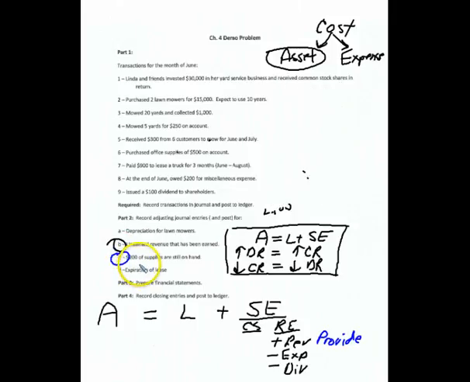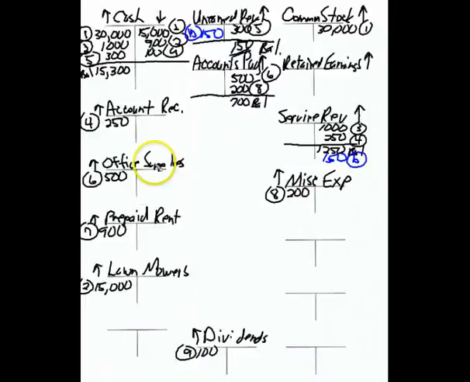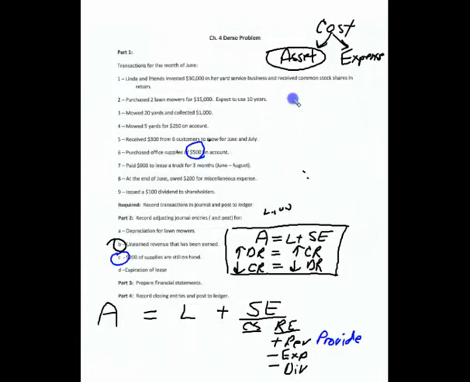On C, we have $200 of supplies still on hand. So let's go back where we purchased office supplies of $500. If we go to our supplies account, we can see there is a balance of $500, but when we went in and counted those supplies, there's really only $200 left. So there's $500 that we purchased, but now at the end of June, there's only $200 in there. So let's figure out what that adjusting journal entry would be.